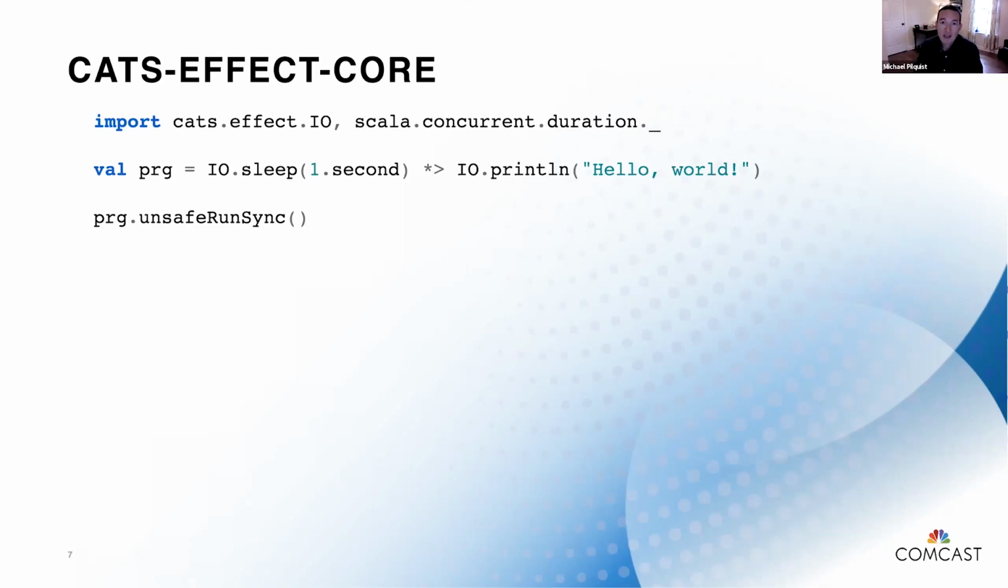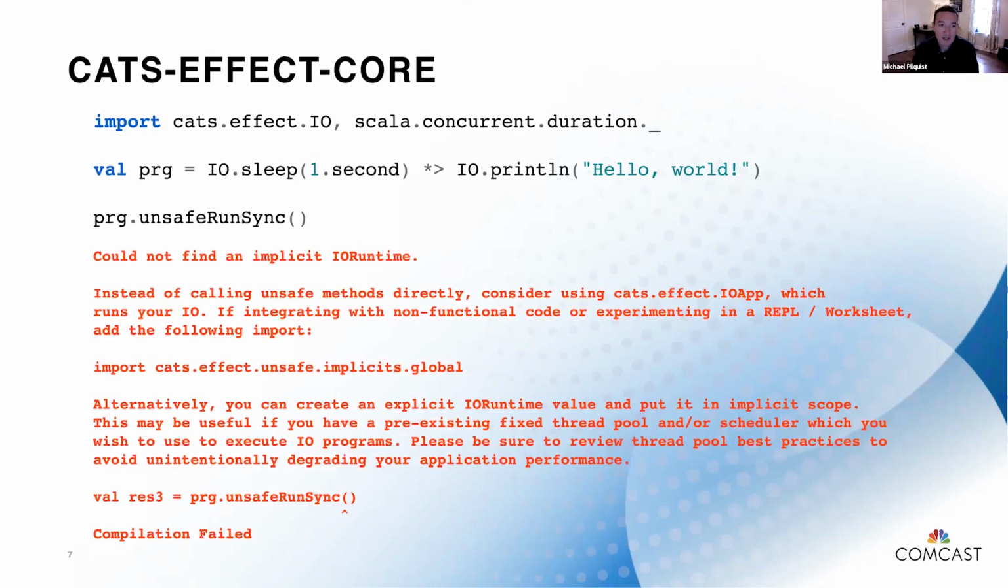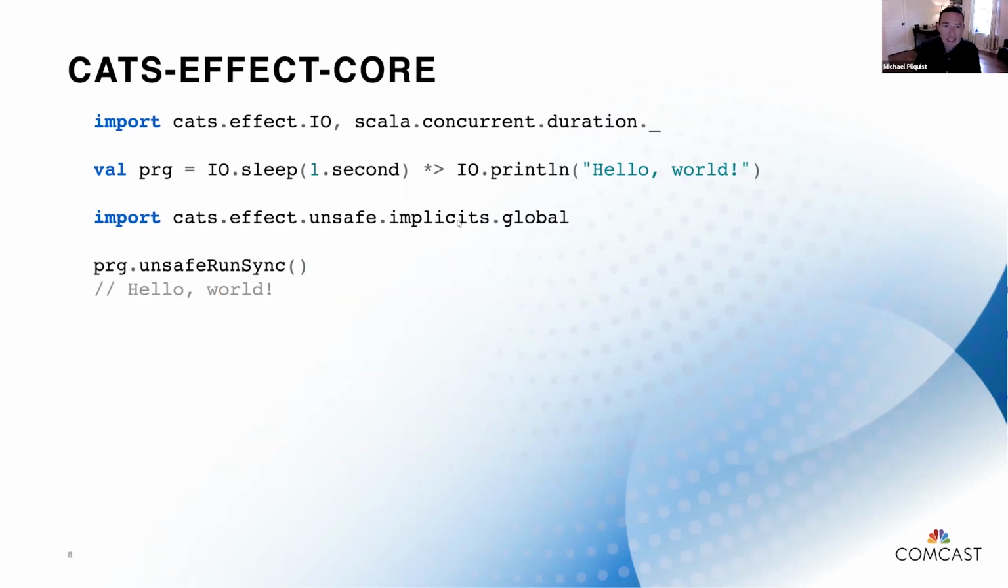So we go to compile this, and the first thing we get back is a compilation error saying, hey, you can't call unsafeRunSync. It's saying you can't call it because there's no implicit IORuntime. And then it gives us some advice, basically saying you shouldn't really have to call unsafe methods because we've got other ways to run IO programs. But if you need to, just add this one import. So let's try to add that import. If we import cats.effect.unsafe.implicits.global, then when we call unsafeRunSync, a second passes and hello world is printed to the console.